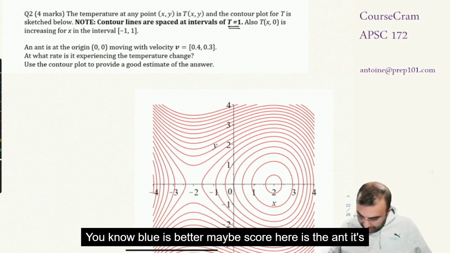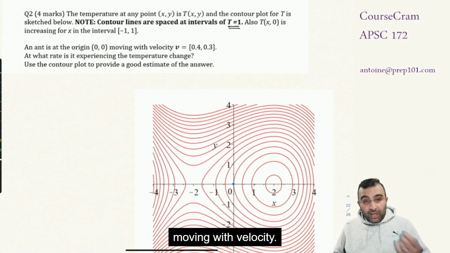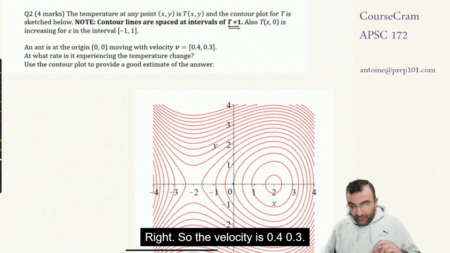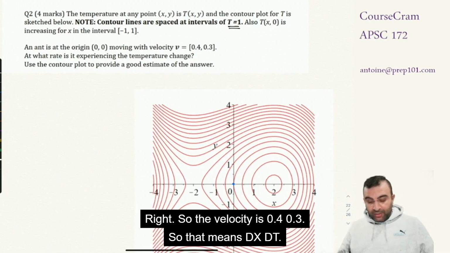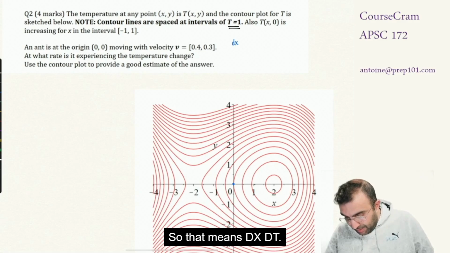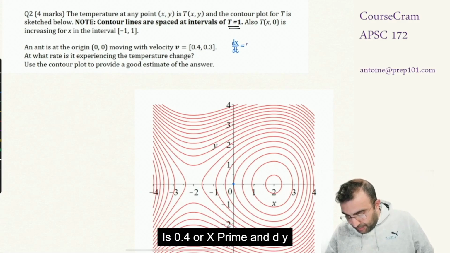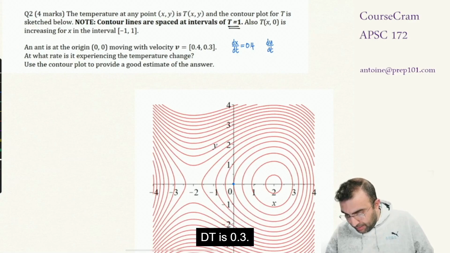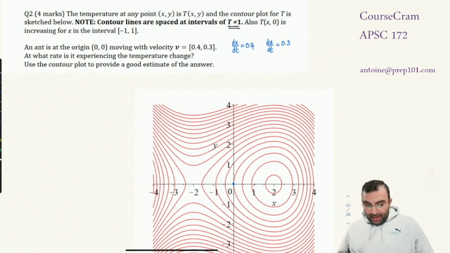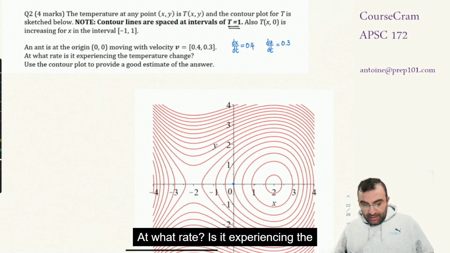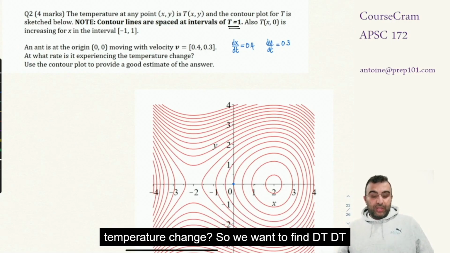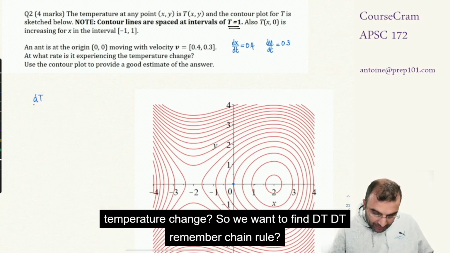I don't know, blue is better maybe. So here's the ant. It's moving with velocity, right? So the velocity is 0.4, 0.3. So that means dx/dt is 0.4 or x prime, and dy/dt is 0.3. At what rate is it experiencing the temperature change? So we want to find dT/dt.